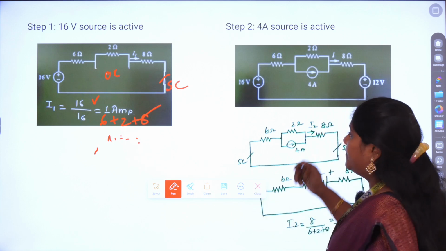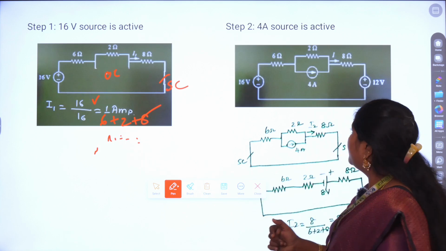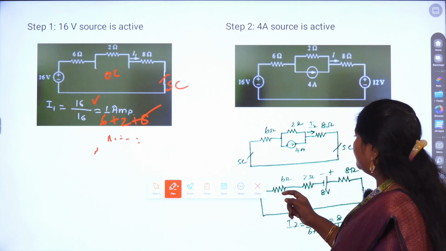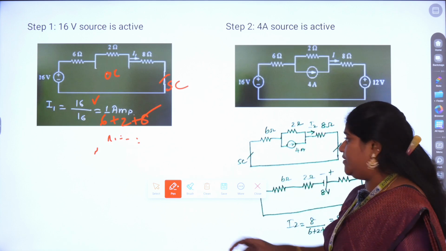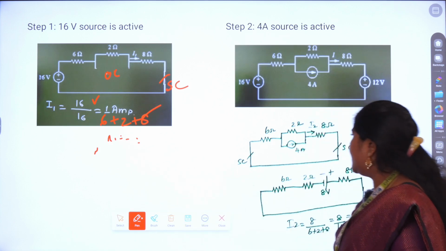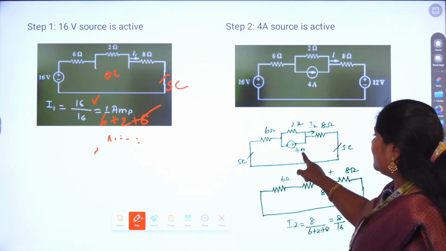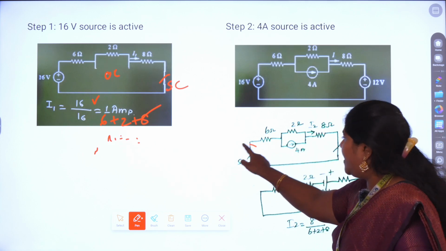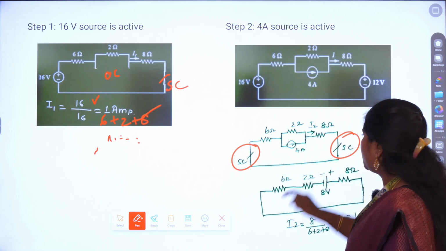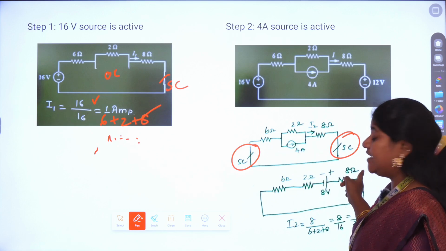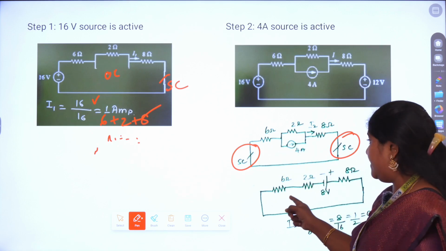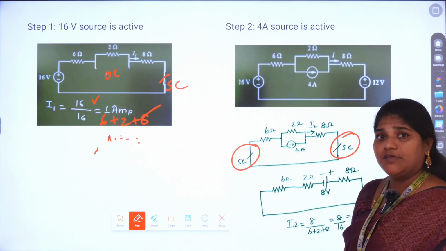Coming to the next step, I am going to make this 4 amp source active. I hope this is clear. Out of 3 independent sources, only the 4 amp source is active now. So I am making both the voltage sources short circuit on either side of the diagram in order to make them inactive. Again, this is a very simple circuit.